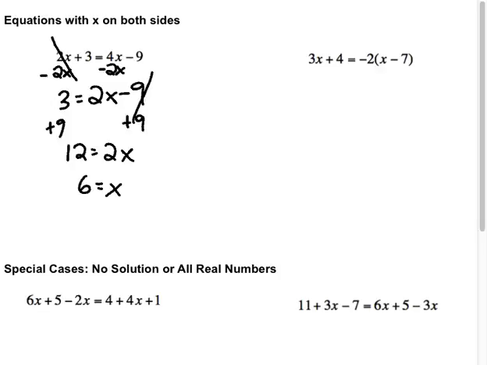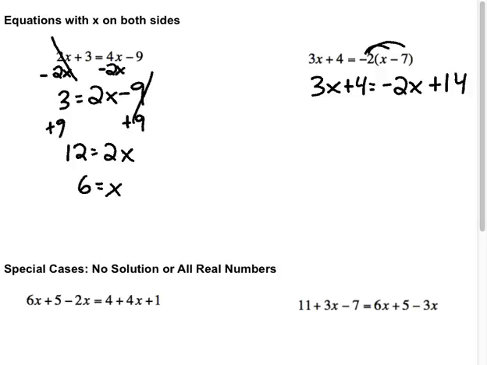All right, so in the next one, I do say have my variable on both sides, but there's something I can actually do first. The first thing I'm actually going to concern myself with is distributing that -2. All right, I always want to clean up before crossing the equal sign. So I'm going to clean this up to give me 3x plus 4 equals -2x plus 14. I'm going to distribute the -2.